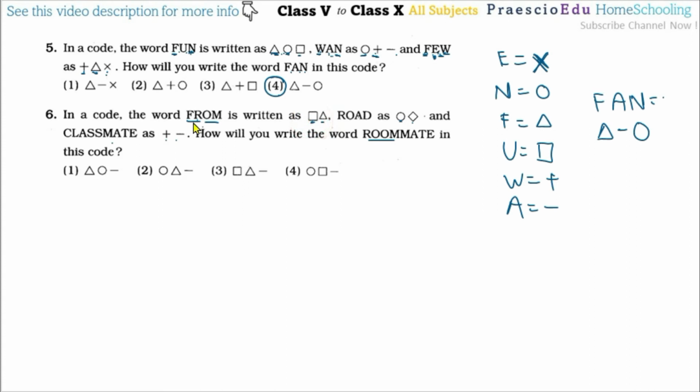This symbol is for these two alphabets, and this one is for the other two alphabets. Like this symbol is for RO and this symbol is for AD. Same here, CLASS has this symbol and MATE has this symbol. As we know, MATE has this symbol, and ROOM: RO means this one symbol, and OM from this one is this symbol. If we find this out, it is given in option number 2. That's why option number 2 is the correct one.